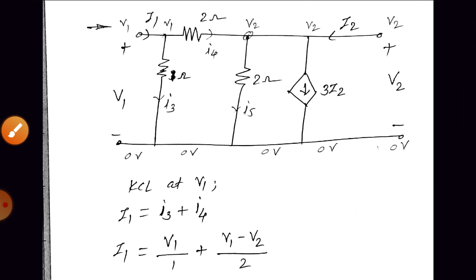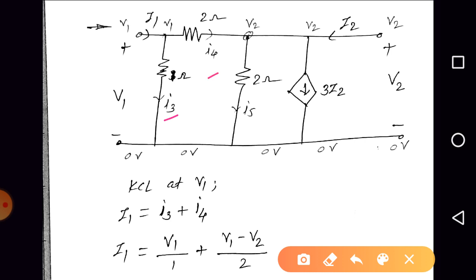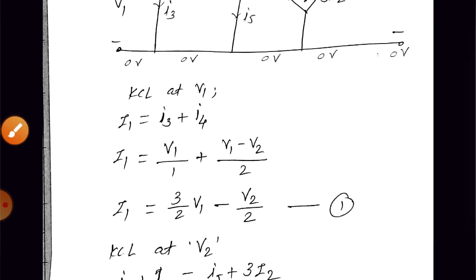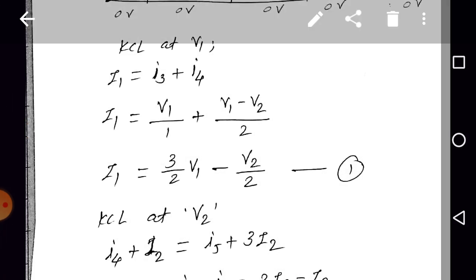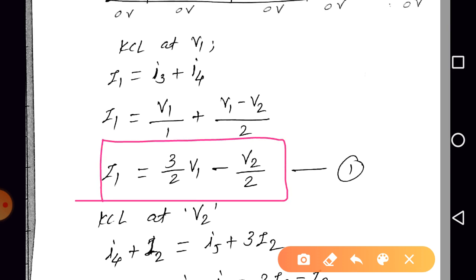Next, apply KCL at V1. If we apply KCL at V1, I1 is equal to I3 plus I4. Can we replace I3 in terms of voltage and resistor? Yes, with the help of Ohm's law, I3 is V1 minus 0 divided by 1, that is V1 by 1. I4 is V1 minus V2 by 2. Simplifying, I1 is equal to 3 by 2 into V1 minus 1 by 2 into V2.